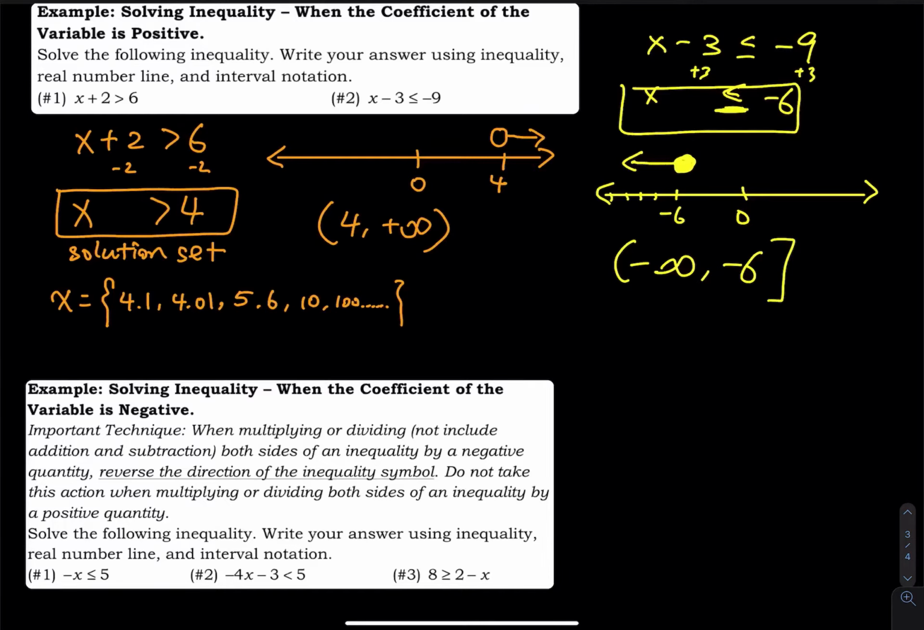So this one is the basic type. This is the type when the coefficient of the variable is positive. Look at the number in front of x. The coefficient is 1, right? They are all positive. This is easy. What if they are negative? If they are negative, then you have to do a super important step. We will discuss that in the next example.